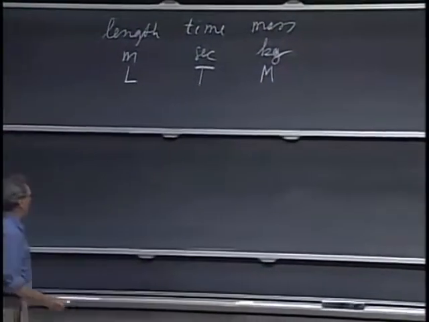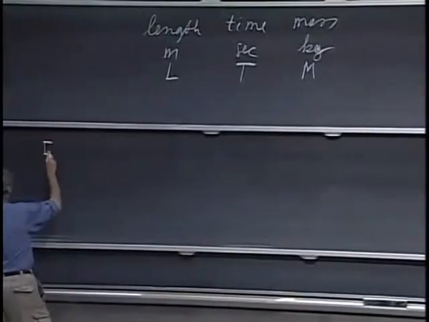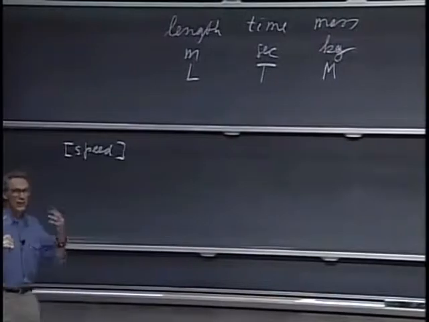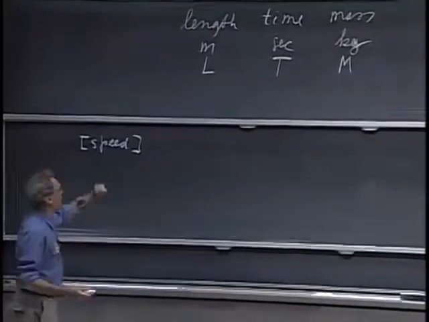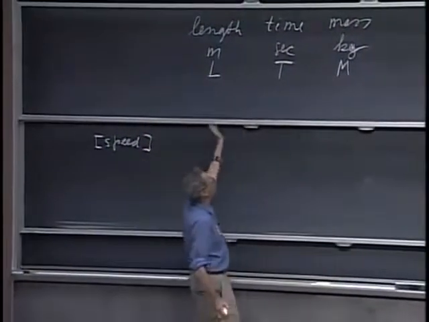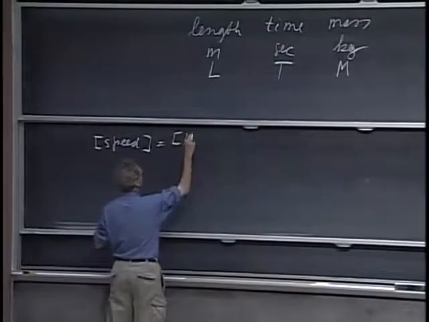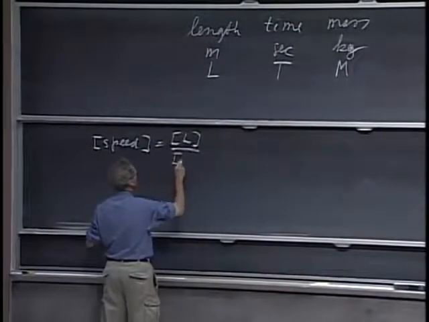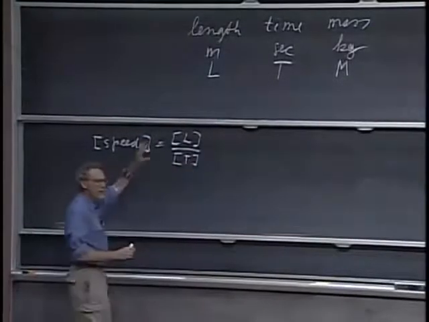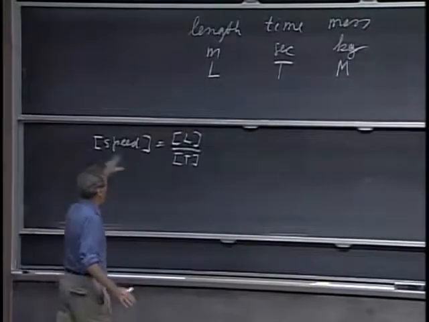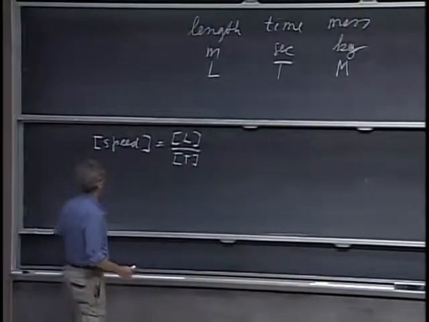I give you an example. I put a bracket around here. I say speed, and that means the dimensions of speed. The dimensions of speed is the dimension of length divided by the dimension of time. So I can write for that bracket L divided by bracket T. Whether it's meters per second or inches per year, that's not what matters. It has the dimension length per time.